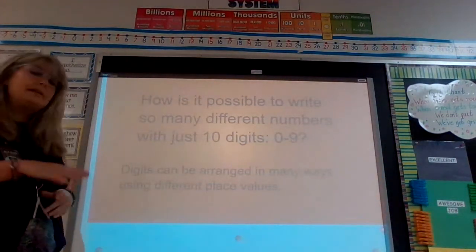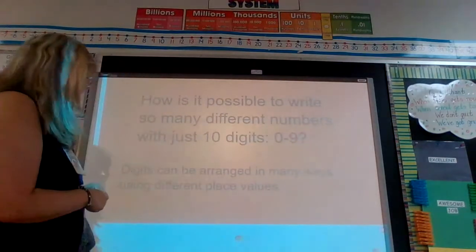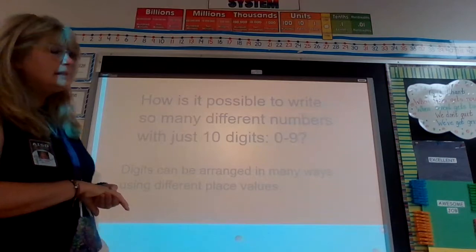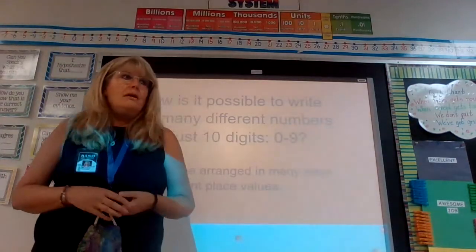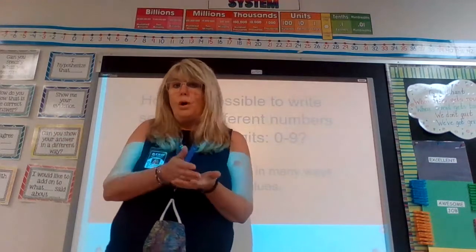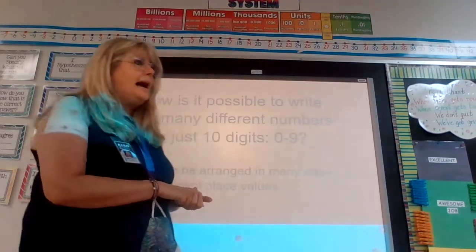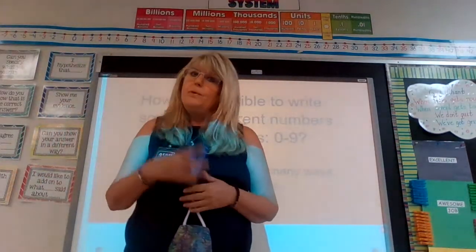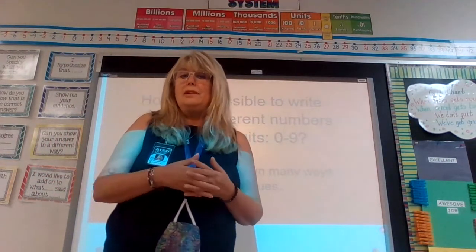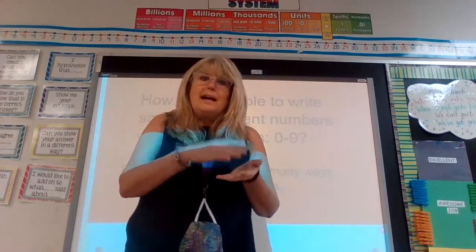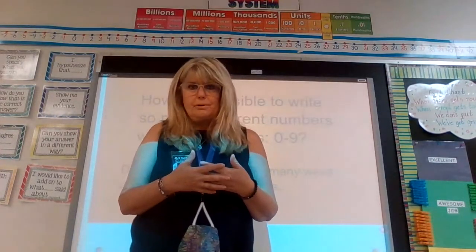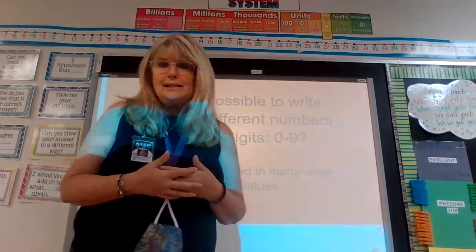And the answer is, and I hope yours is similar to this, digits can be arranged in many ways using different place values. For example, if you have the digit 1, it stands for 1 one. If you have the number 12, which is 2 digits, you would have a 1 in the tens place and the 2 in the ones place. So that's why you can take all of the different digits and create all the different numbers that you can. Okay, let's go on to the next one.